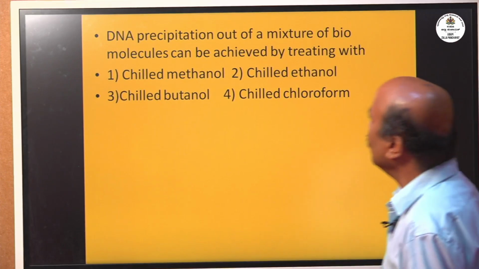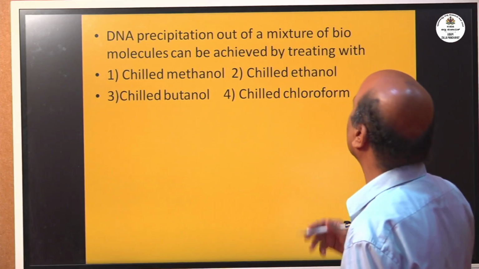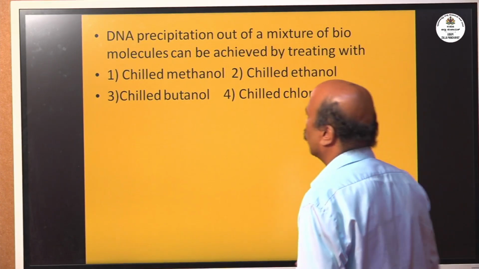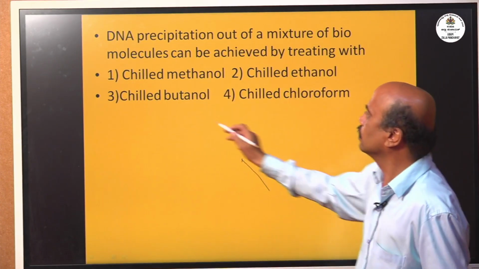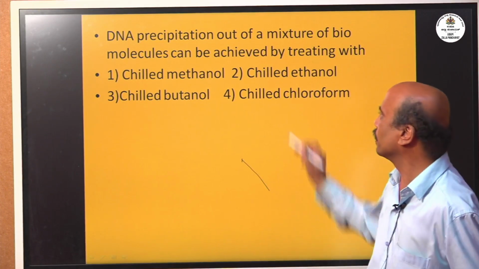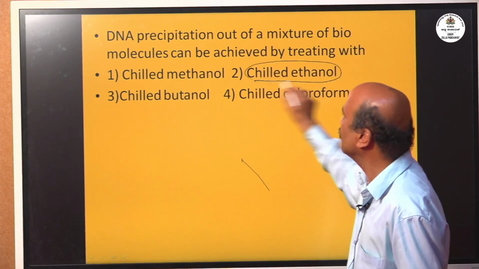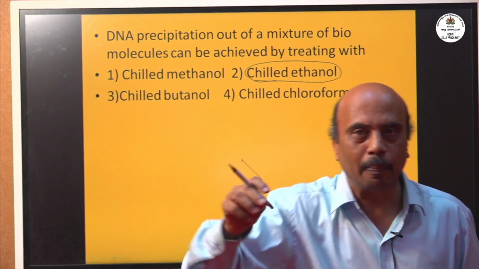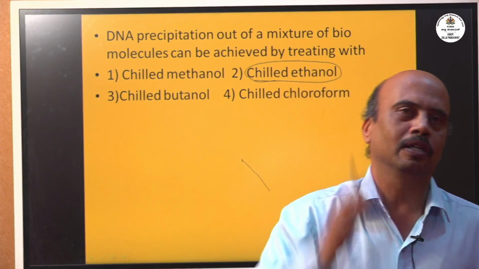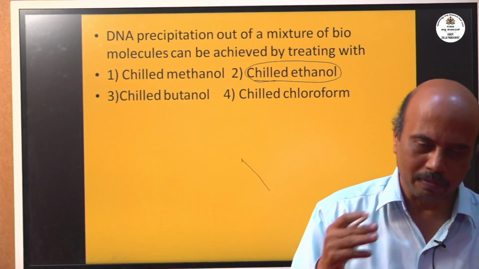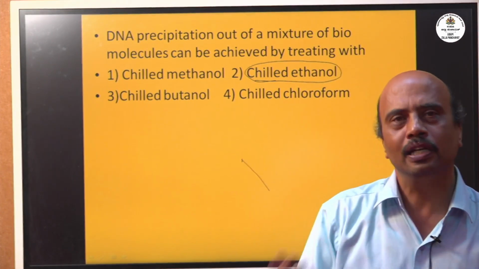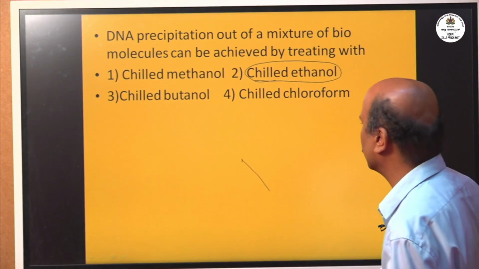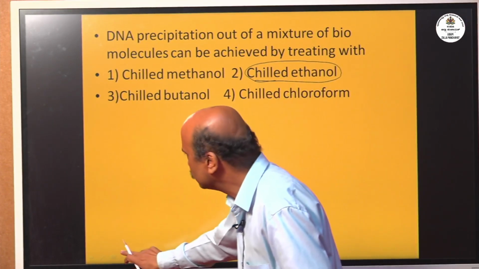Then, DNA precipitation out of a mixture of biomolecules can be achieved by treating with: we have 4 options, chilled methanol, chilled ethanol, chilled butanol, chilled chloroform. Very simple, direct answer: chilled ethanol, on which DNA filaments precipitate, and these fragments can be taken out for further enzymatic digestion. So the answer is 2, chilled ethanol.